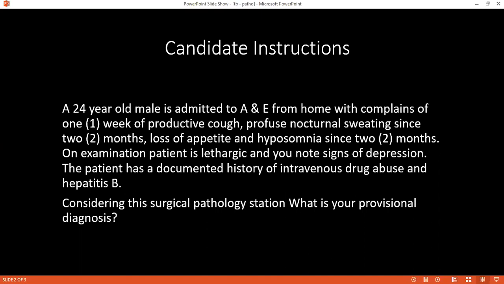If you have read and understood the surgical pathology station, kindly tell me what differential diagnoses you will consider for this patient. For this patient, I will consider pulmonary tuberculosis, non-Hodgkin lymphoma, infectious mononucleosis. Can you tell me how you plan to proceed? What investigations will you ask for? I will ask for culture and sensitivity as well as a culture for TB.